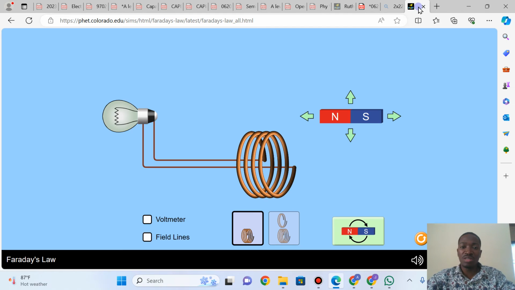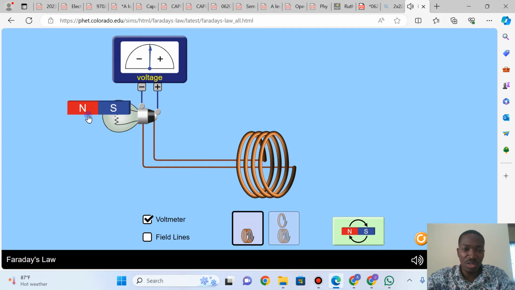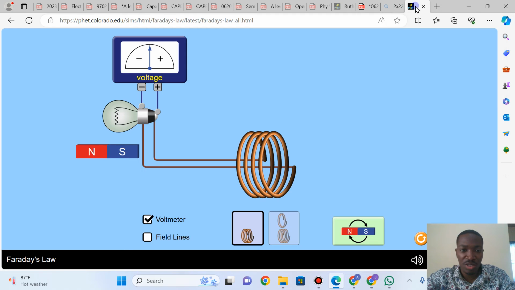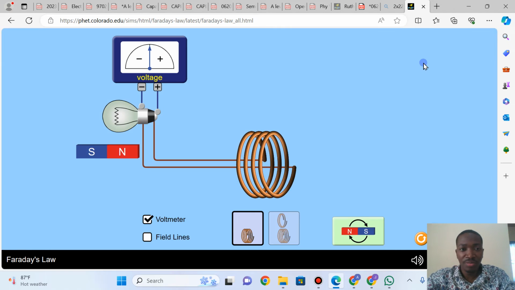Let us illustrate this with a simple simulation. So let me put the voltmeter to show the deflection. In the circuit, the north pole was on the left. So let me switch this. Let me put the north pole on this left. Let me rotate this magnet. I always use my PhET simulation for all my illustrations. So when I pull, no, initially it was like this, right? Yeah, from the diagram, it was like this.